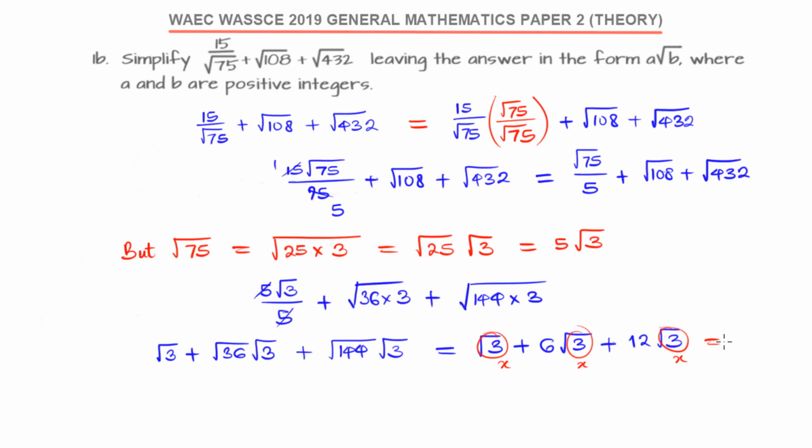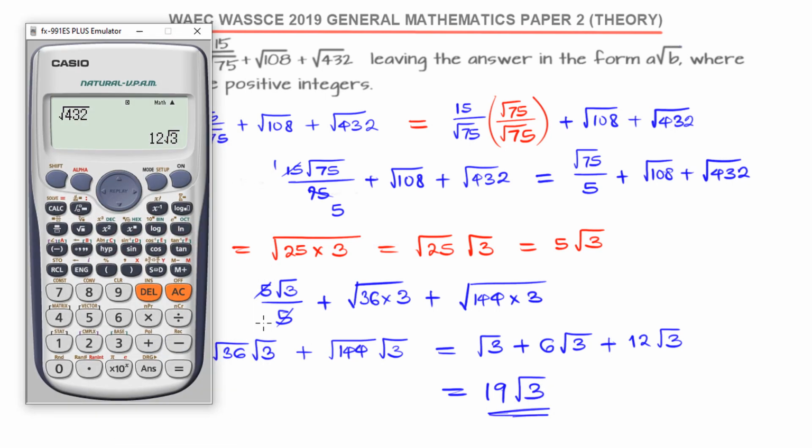You know, that will just give us 19x, but we are not using x in this case, we are using root 3. So, if we just add the 3 entries, that will give us 19 root 3. And that is the format we're asked to find our solution.